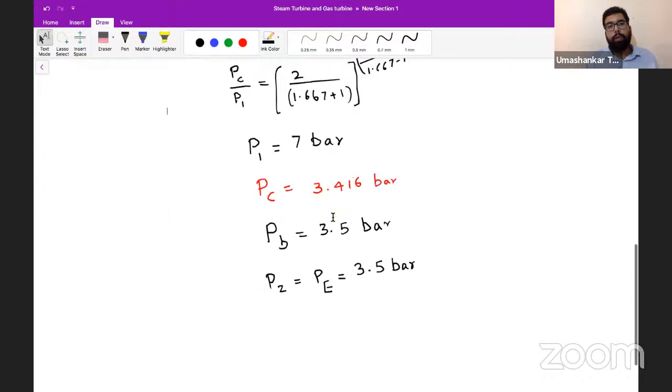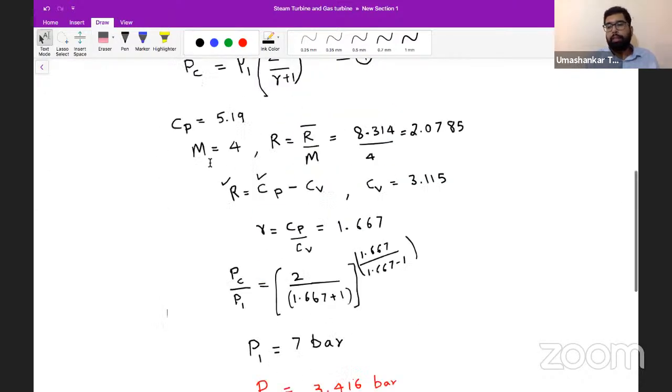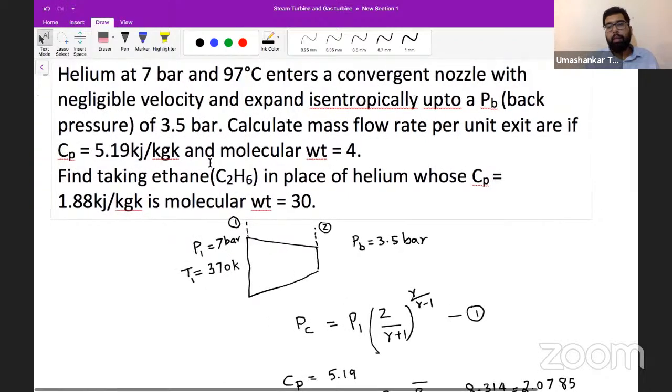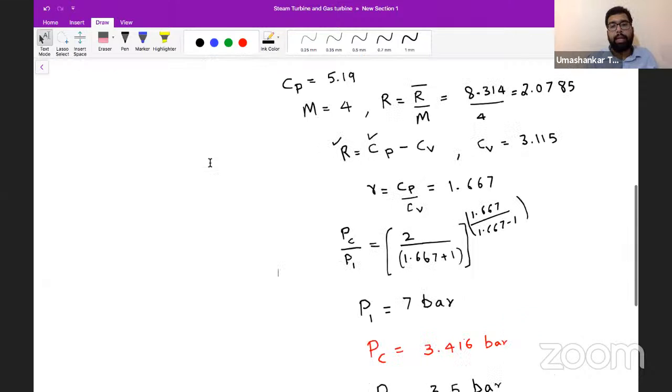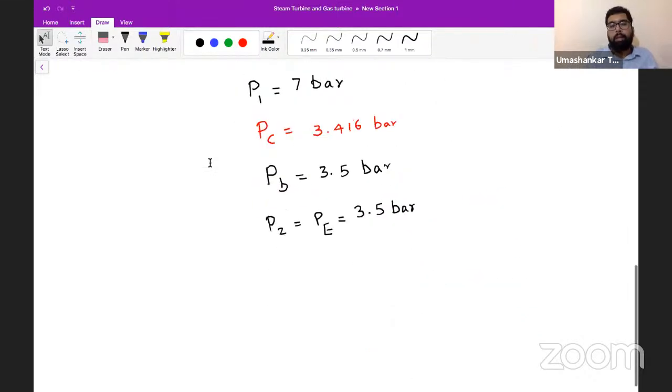So now, what we have to find in this question? We have to find the mass flow rate per unit exit area. Still having doubt? This is the same formula that is given in the Bunsen. Do not worry about it. Okay. So we have to find the mass flow rate at the exit.